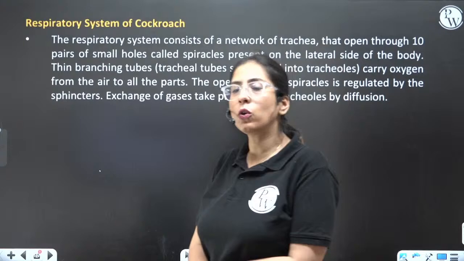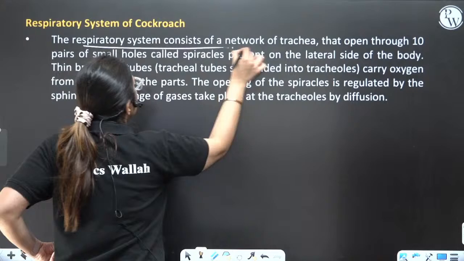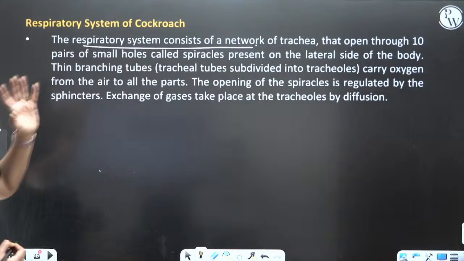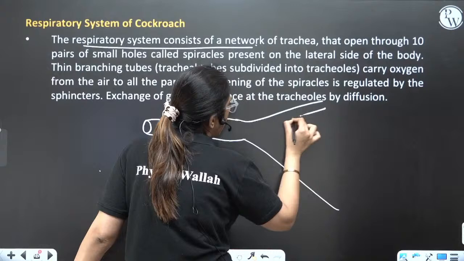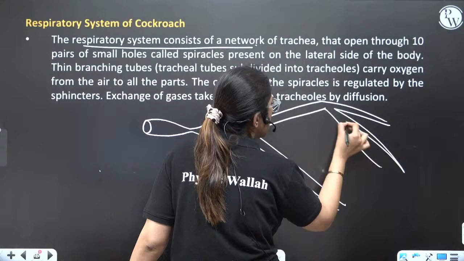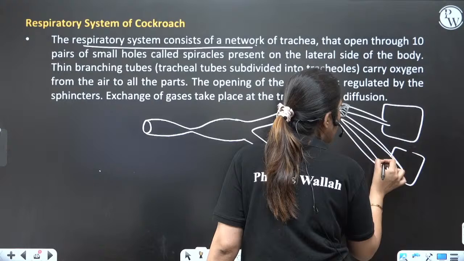See, the respiratory system consists of a network of trachea that open through the 10 pairs of small holes which are termed as spiracles. So they have spiracle-like structures present, which further open like this. They have a network of tubes which are in touch with each and every body tissue like this.